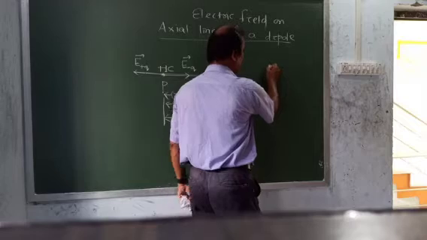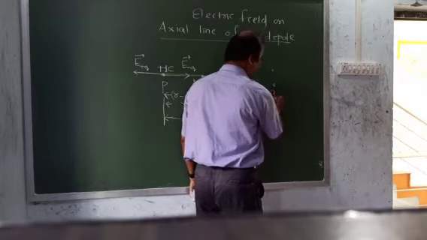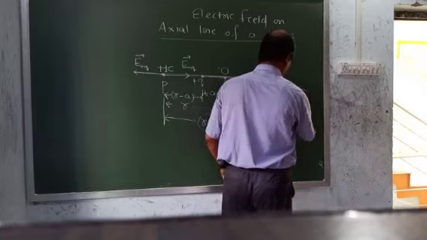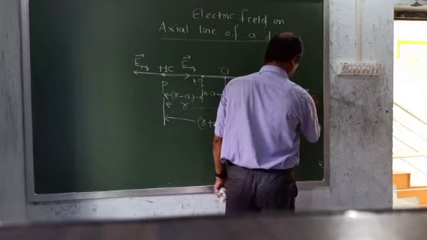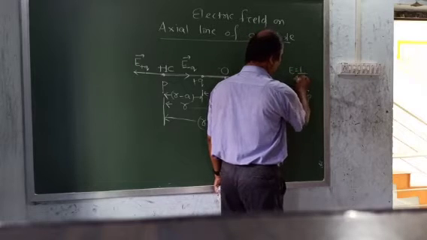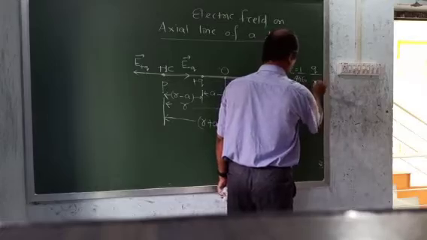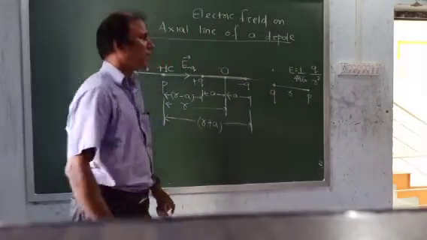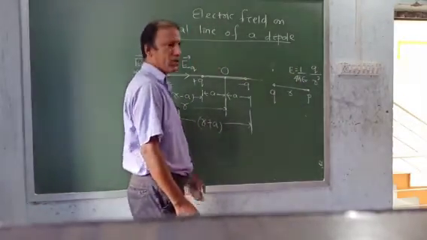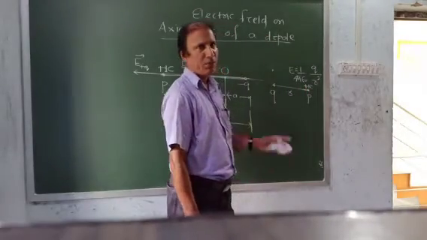You know that if q is a point charge, then at a point at distance r from the charge, the electric field is given by 1 by 4 pi epsilon naught, the charge upon the distance squared: 1 by 4 pi epsilon naught q by r square. Its direction is the direction in which a unit positive charge placed at that point will move.